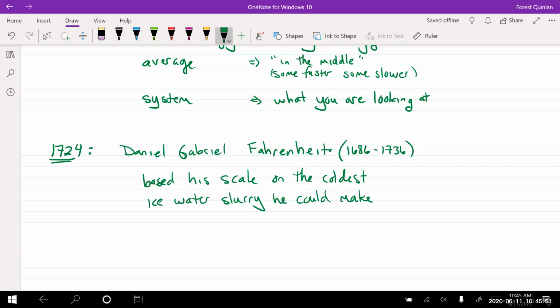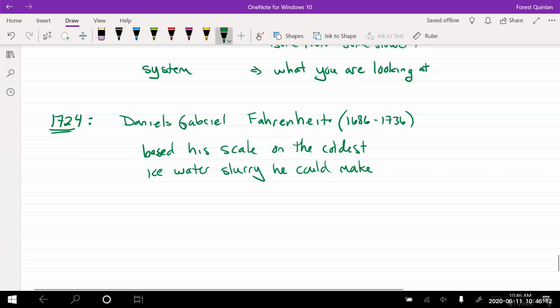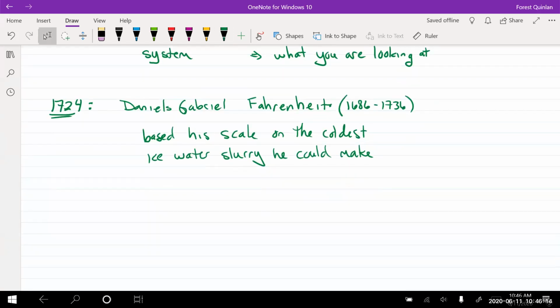Oh, Daniels, by the way. It's Daniels Gabriel, sorry, got my S. Now, when he does this, he basically says, I'm gonna make that 0, and he starts putting tick marks up, and he starts changing the concentration of his stuff until he finally gets to where pure water freezes. Now, many of us are familiar with the fact that that makes water freezing at 32. He bases his scale on the coldest ice water slurry he can make, and he calls that 0.